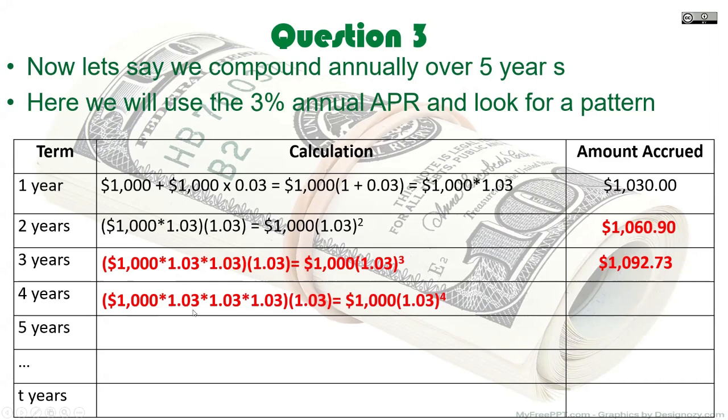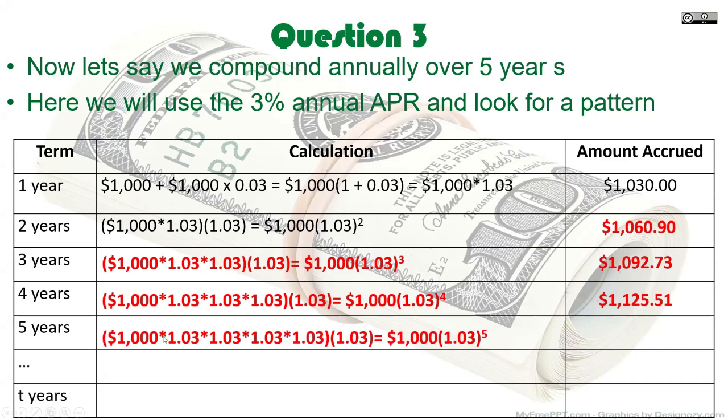$1,000, 1.03 first year, 1.03 our second year, 1.03 our third year, and now in our fourth year, 1.03. We have this multiplication 1, 2, 3, 4 times, so we can put that to the fourth power, and we have $1,000 times 1.03 to the fourth power. And we put that in our calculator, and we get $1,125.51. Now we do our fifth year.